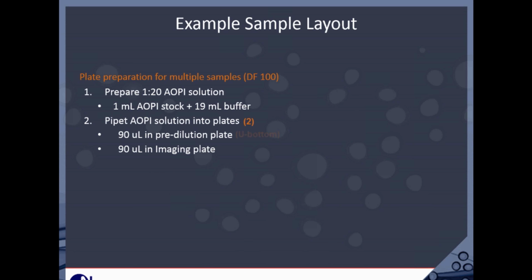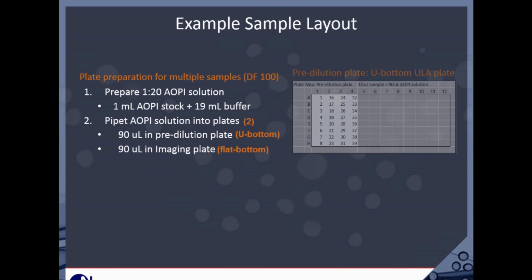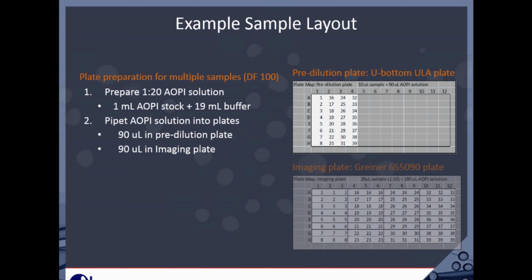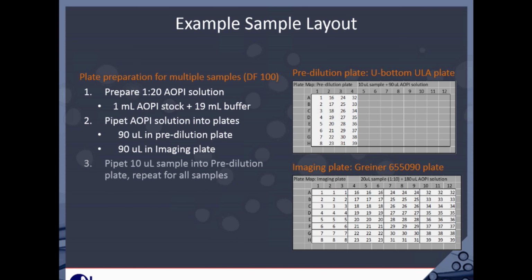In the first plate, it's going to be a U-bottom plate, and we're putting in 90 microliters of this AOPI solution. And in the second plate, we're going to put 90 microliters into the imaging plate, which is the Greiner 655090 plate. So what we're going to do is initially plate our samples into the U-bottom plate containing 90 microliters. So you're basically pipetting 10 microliters of sample into this pre-dilution U-bottom plate. That's the top plate up here.